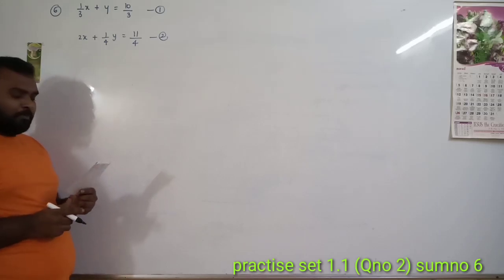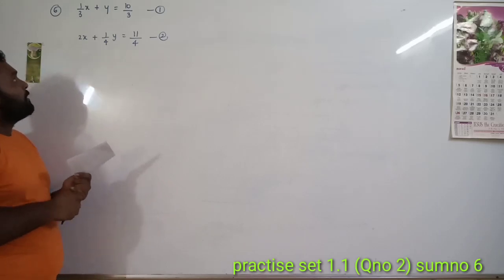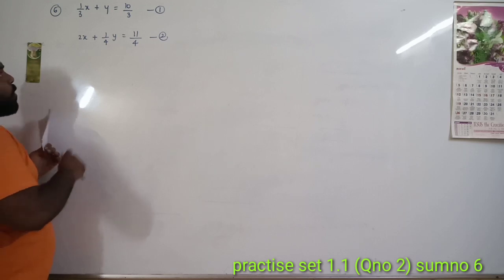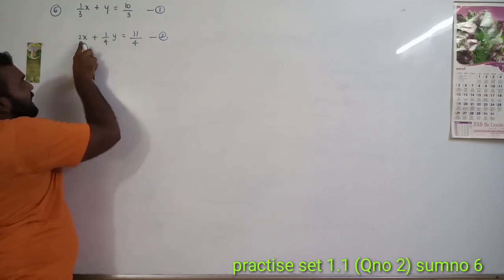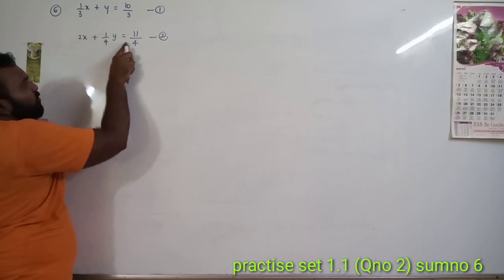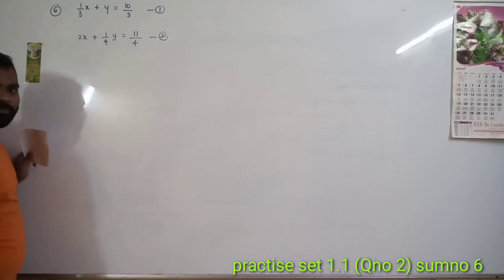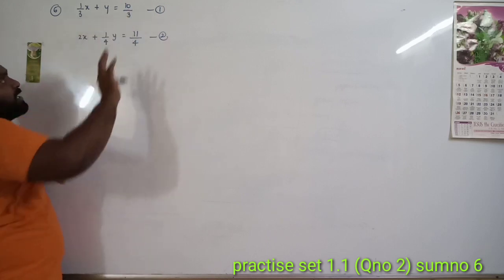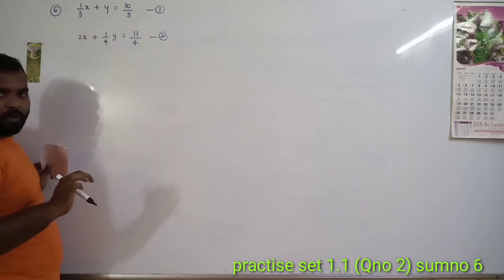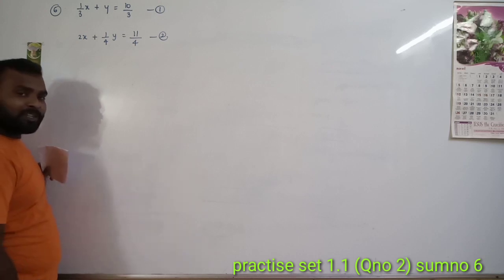So children, sum number 6. Look at this sum. It's given to you as 1 upon 3x plus y equals 10 upon 3, and the second equation is 2x plus 1 upon 4y equals 11 upon 4. So how will I simplify this? First, I'll convert it into the simplest form. How will I convert it into the simplest form?